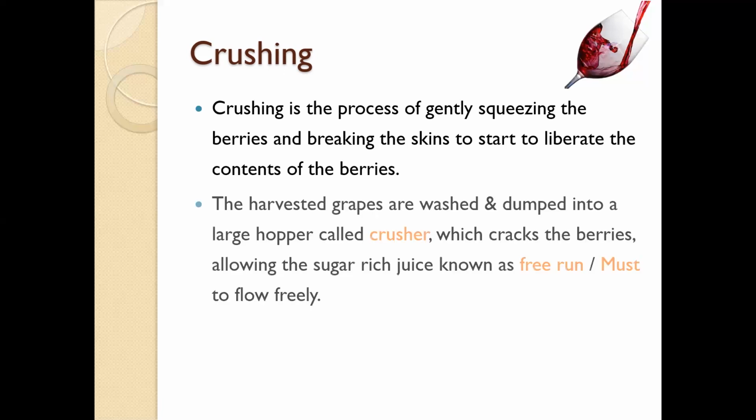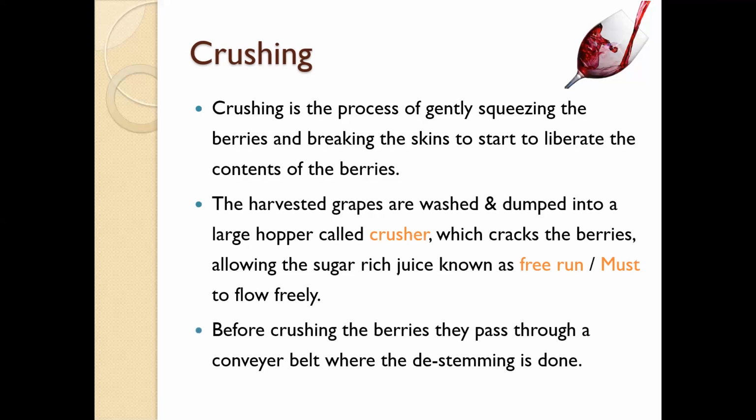How it is done is that these harvested grapes are washed and dumped into a large hopper called a crusher, which cracks the berries, allowing the juice, which consists of sugar and is called pre-run or must, to flow. Before crushing, the berries are passed through a conveyor belt, where the destemming is also done.